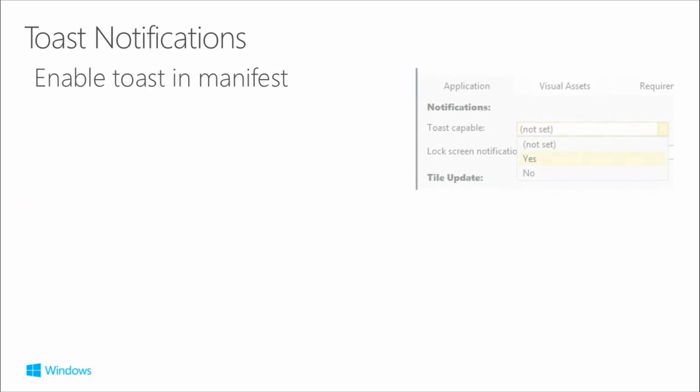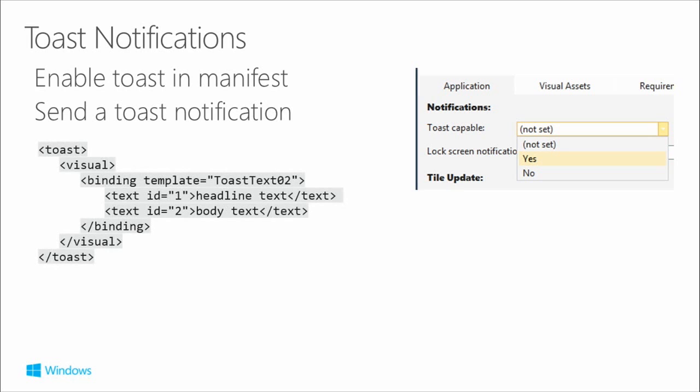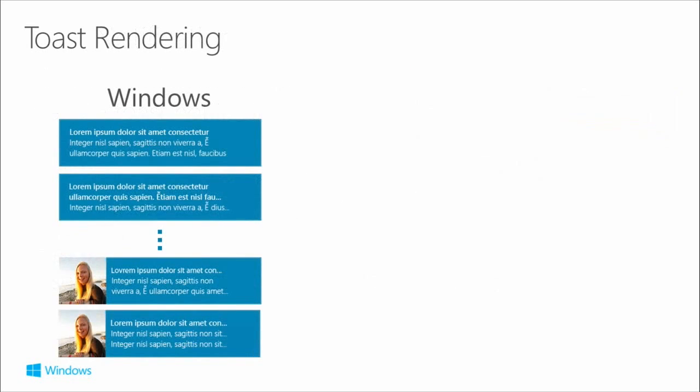So for toast notifications, we need to make sure we've enabled our toast notification in the manifest. Otherwise, we can't send them. Oh, if I had £1 for every time I'd forgotten to do that. Right. Sorry, $1, whatever. And then we can send our toast notifications using this toast XML. And so you see, the whole XML schema is how we send all of our notifications. Then the user taps on the toast notification to launch the application.